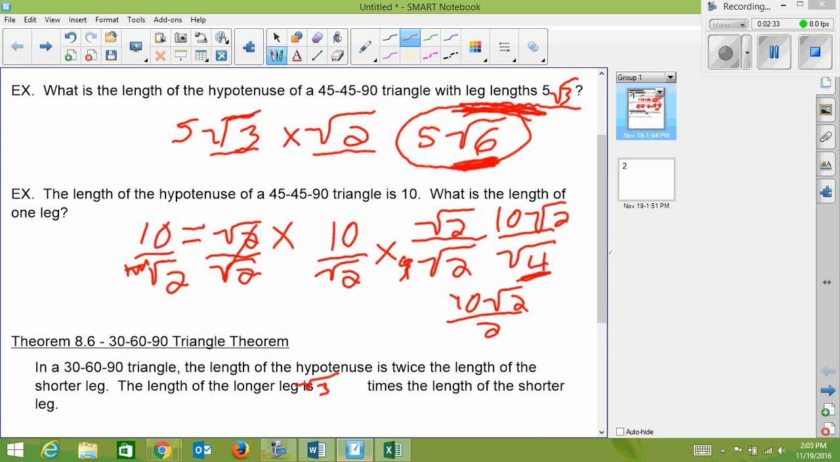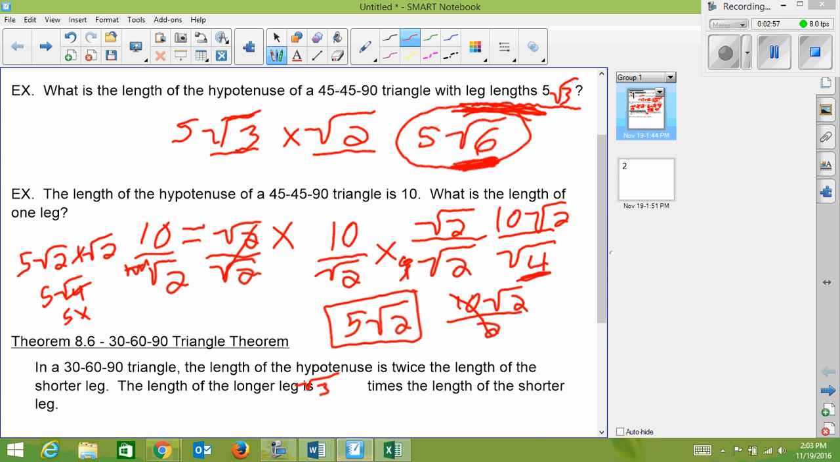Now I can reduce the 10 and the 2. 10 divided by 2 is 5. So my answer is 5 square root 2. And if you don't think that is correct, you can check it by doing this. 5 square root 2 is one of the legs, and if I take that times square root 2, I get 5 square root 4. The square root of 4 is 2, and 5 times 2, guess what? That's the 10 that you started with. So it did work.